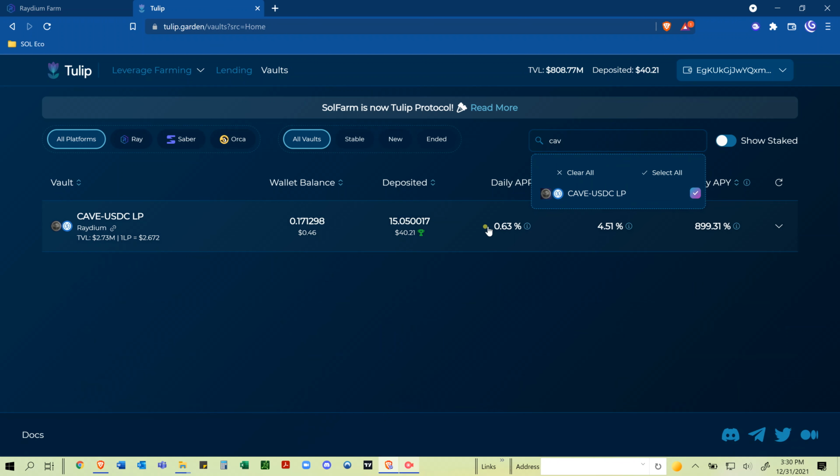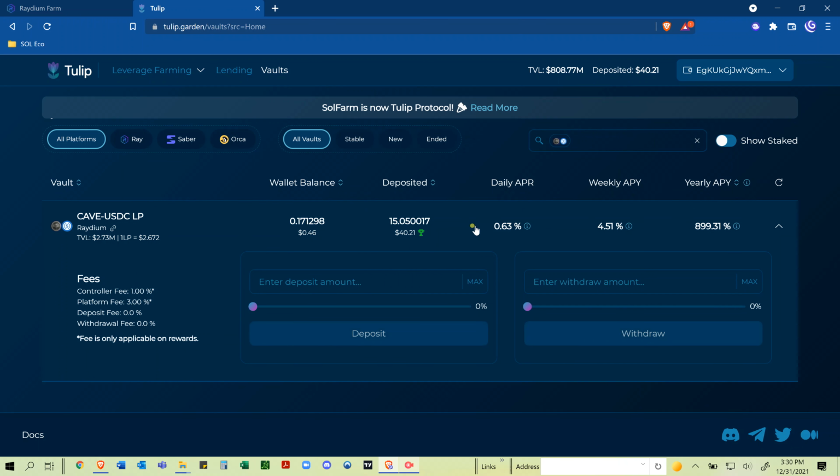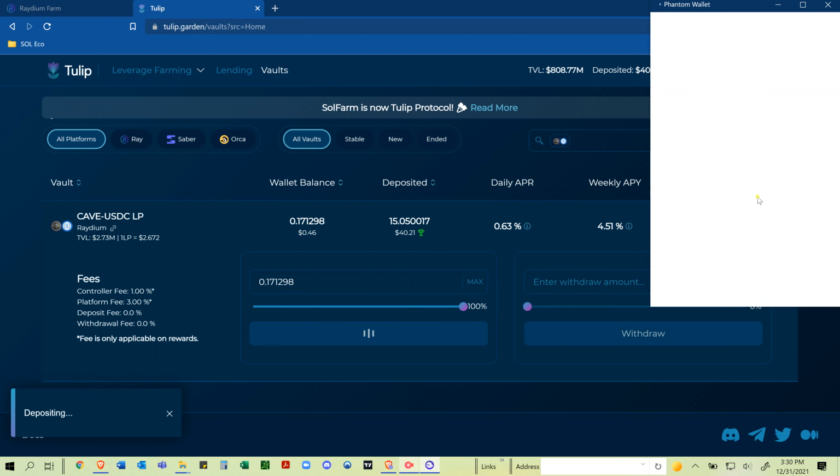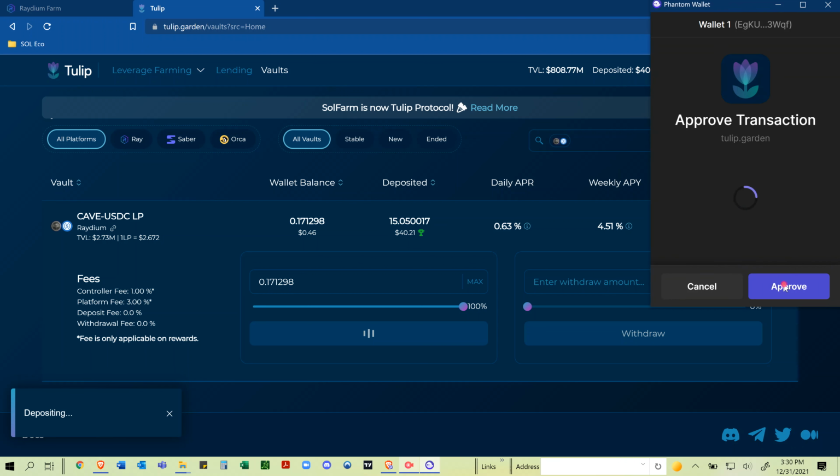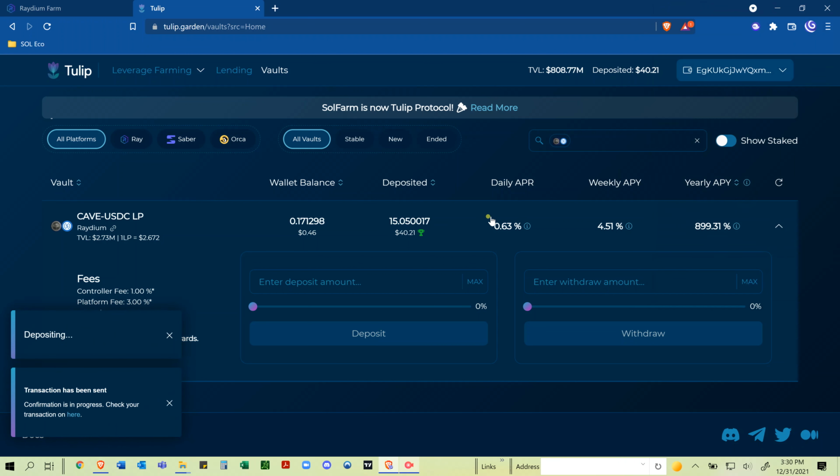And I'm going to search the cave. And see, I already put a little bit in here with this wallet on a video I was trying earlier, but we're going to add a little bit more. So I'm going to click max. We're going to deposit 46 cents in there and approve.